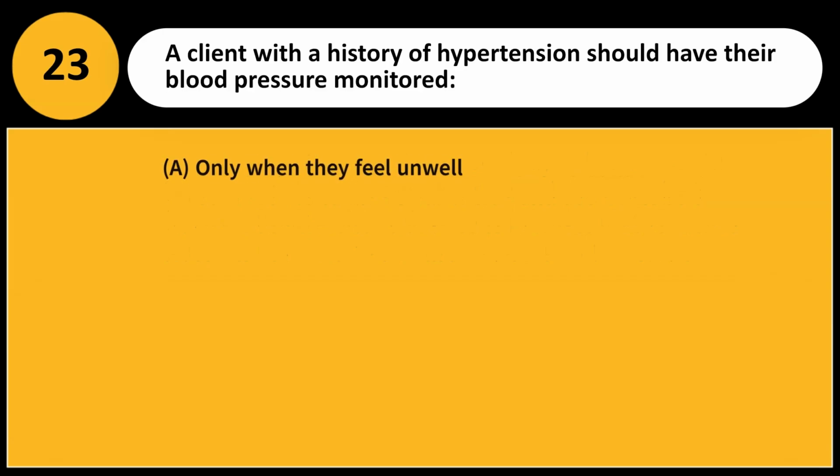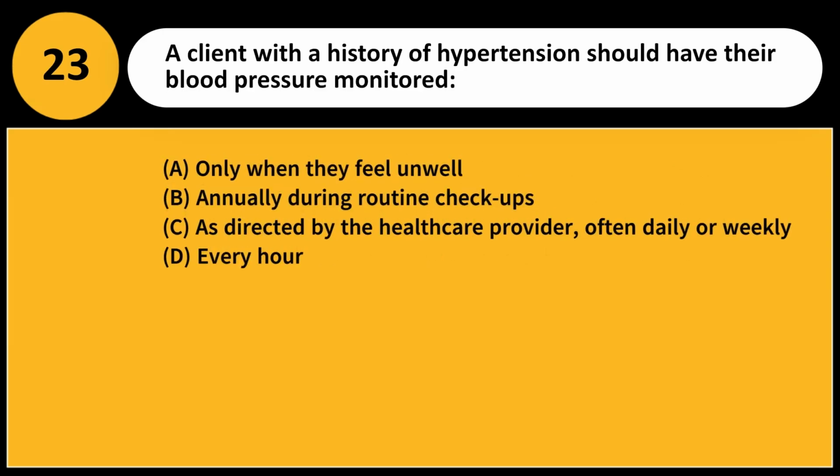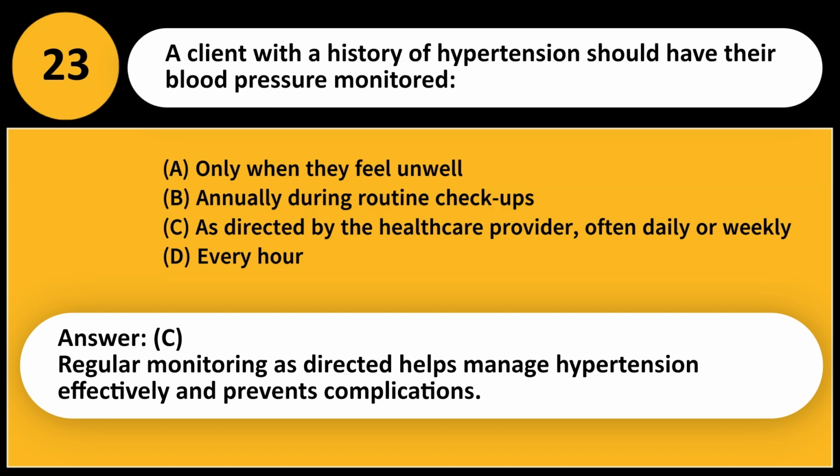A client with a history of hypertension should have their blood pressure monitored. A. Only when they feel unwell. B. Annually during routine checkups. C. As directed by the healthcare provider, often daily or weekly. D. Every hour. Answer: C. Regular monitoring as directed helps manage hypertension effectively and prevents complications.